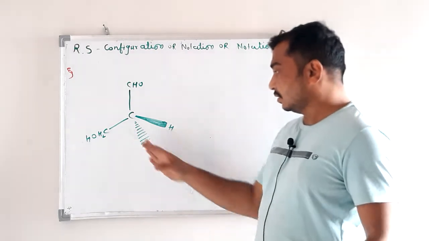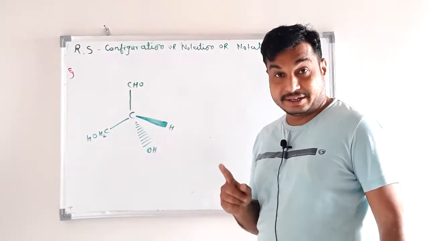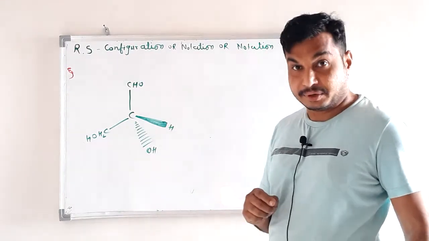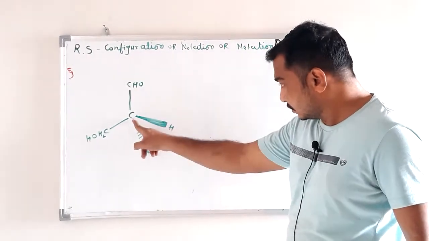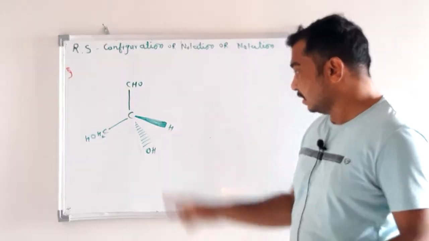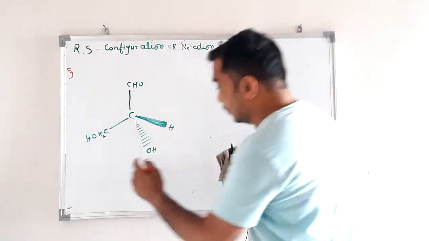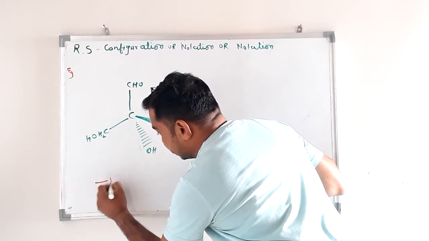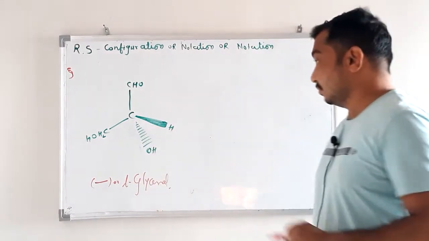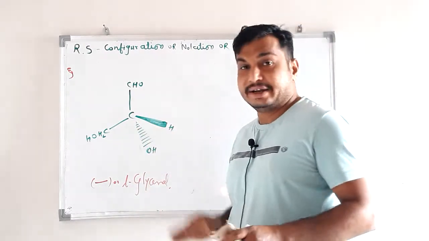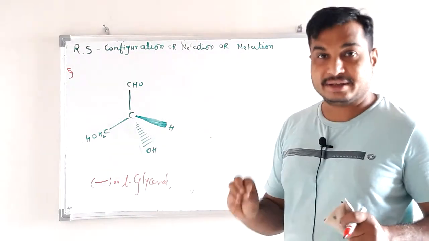In the last class we considered different isomers. See, in that example the OH group was on the front side, and in this example the OH group is on the back side. Just observe the last example and this example: that may be plus glyceraldehyde and here it is minus glyceraldehyde. Minus means capital or small L glyceraldehyde. I will explain. Now to this L-glyceraldehyde we have to give RS notation or RS configuration.